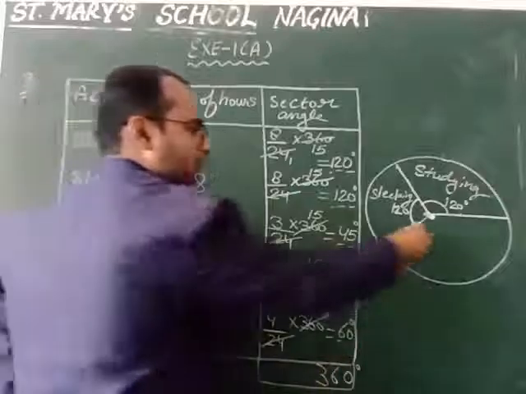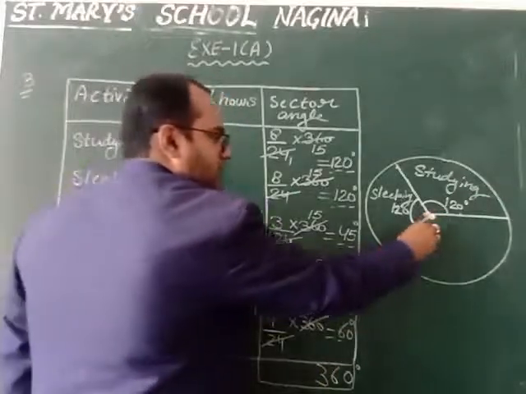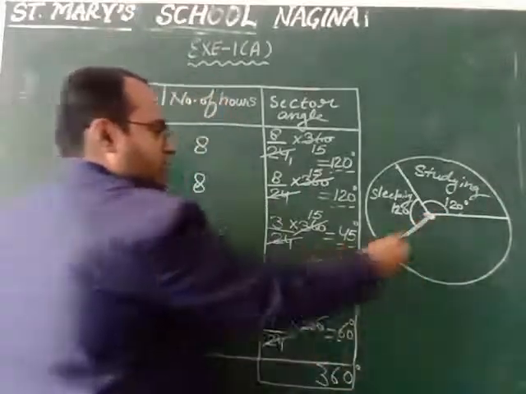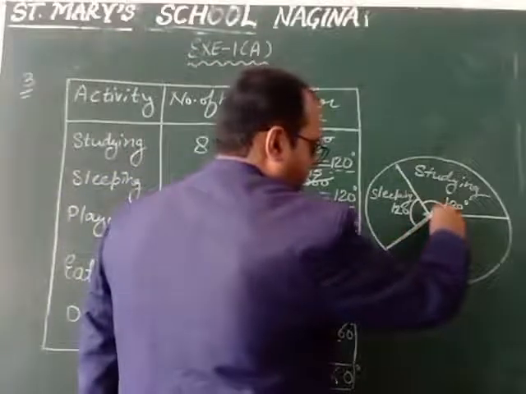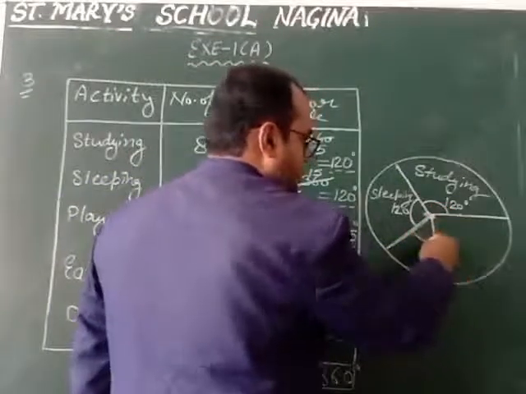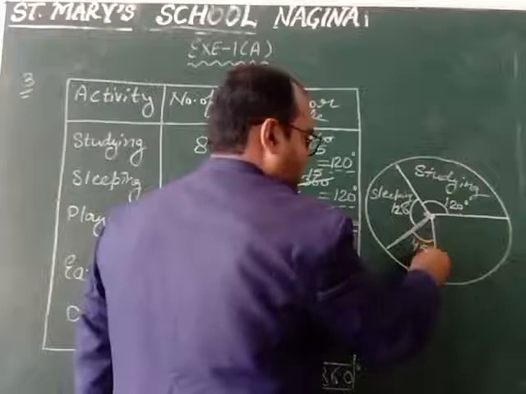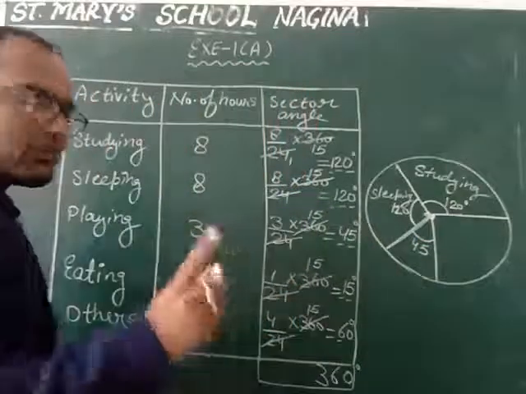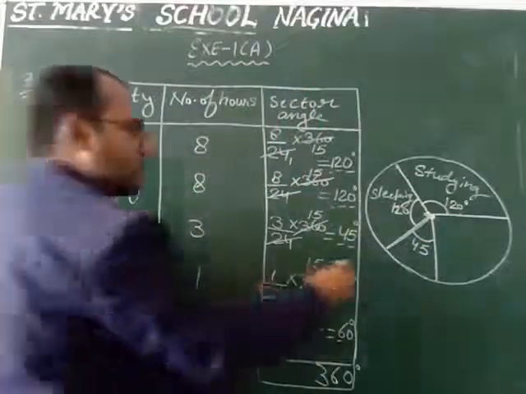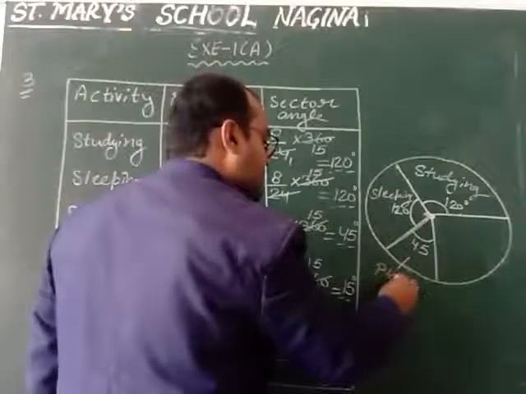Now we will keep the protractor on this line. And we have to draw 45. So 45 will be this much. With the help of protractor we will draw 45, and we have to write the name of the activity also. This 45 degrees is of plane. So here we will write this is plane.